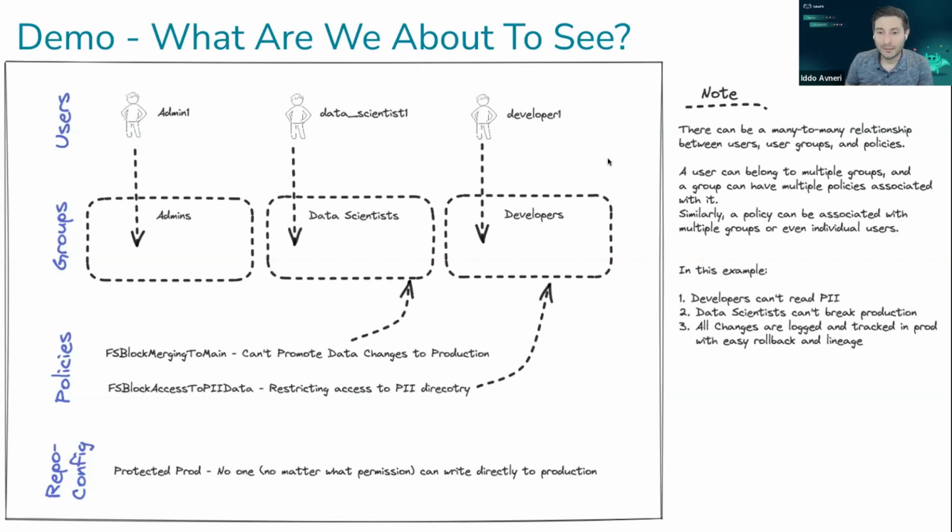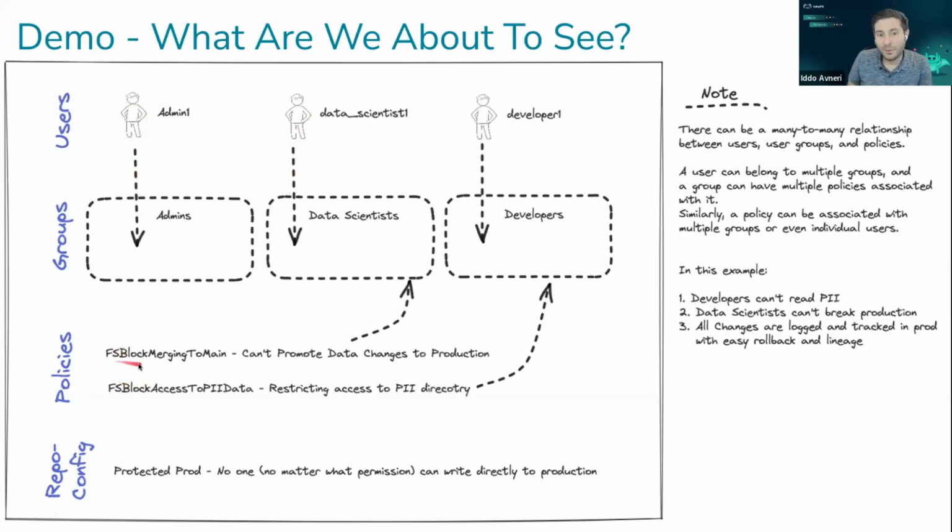And in the specific example that Amit is going to show us today, we have 3 groups: administrators, data scientists, and developers. We're going to create one individual user for each of these groups: a developer, a data scientist, and an admin. Again, obviously this can be a lot more complicated, but for the sake of the demo we did something straightforward. And then we created 2 policies.